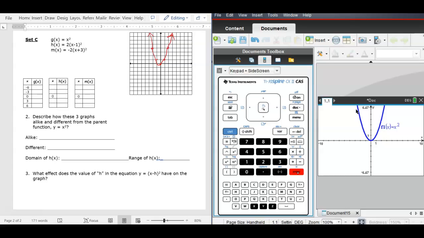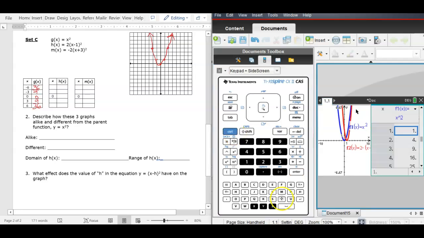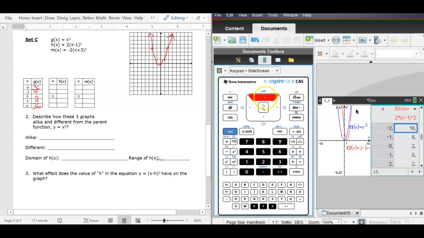All right. And we know this is the same from earlier. But let's go ahead and hit tab and type this one in. 2 parentheses x minus 1 parentheses squared. This one looks a bit different. So Control T, look at that second column right there. All right, let's fill this in. Negative 2, 18, negative 1, 8, 0, 2, 1, 0, 2, 2.